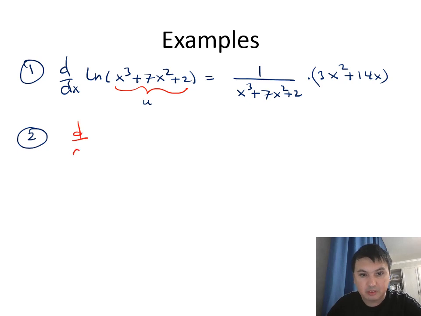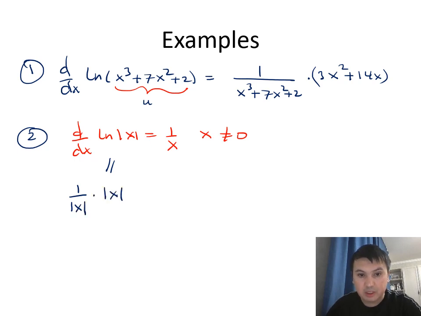Okay. Let's do another example, but this is not just an example, it's a very important example, in fact. The derivative of ln of the absolute value of x is 1 over x whenever x is not 0. Let's derive this. This becomes important when we discuss integration, so you should remember it. By the derivative of the logarithm, this is 1 over the absolute value of x, and I need to multiply it by the derivative of the absolute value.